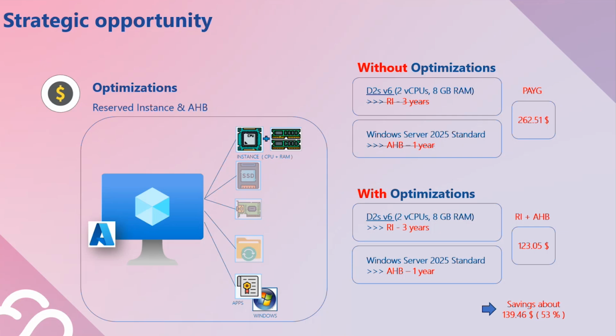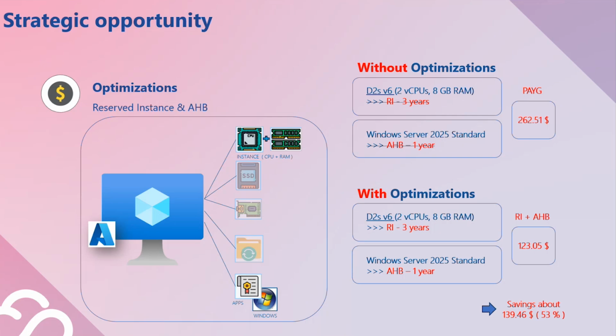First, let's talk about the server. And my sample here is about the instance, so CPU and RAM. I'm not talking about the storage, the network, and the backup. This is not my intention for this presentation. But I will talk about the application, SQL, and Windows operating system. What I mean is without optimization, if I go with the classic size, D2s v6, the new platform, 2 CPU and 8 gigs of RAM, I don't apply reserved instance. And with Windows Server 2025 or previous version, I don't care, I don't apply any Azure Hybrid Benefit.